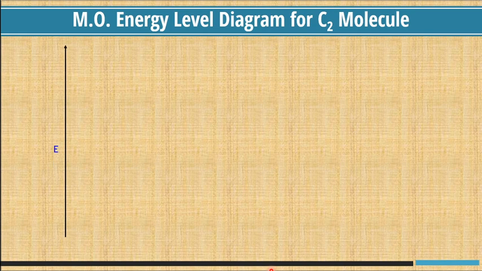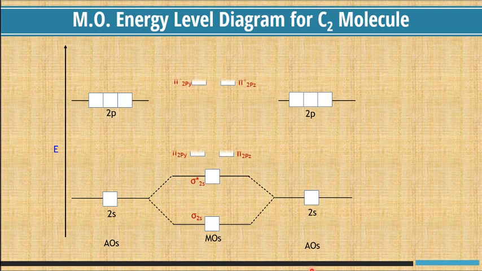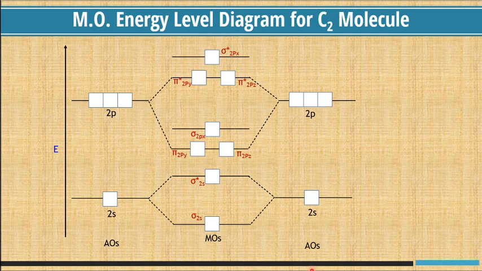Let us see the molecular orbital energy level diagram for the C2 molecule. This is the energy axis. These are the 2s and 2p orbitals of carbon 1. These are the 2s and 2p orbitals of carbon 2. They give rise to the molecular orbitals sigma 2s, sigma star 2s, pi 2py, pi 2pz, pi star 2py, pi star 2pz, sigma 2px, sigma star 2px.